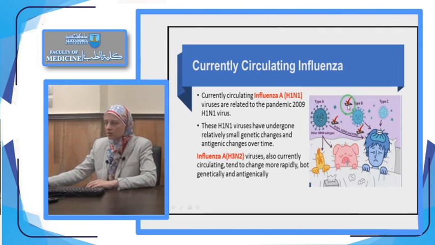Okay, and so the vaccine is tetravalent, from these two type A and two strains of type B influenza.